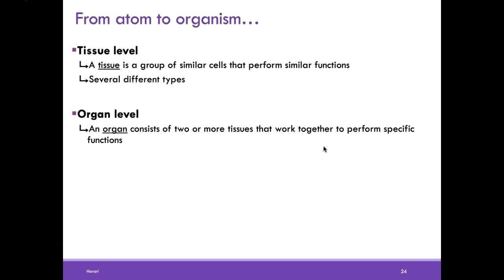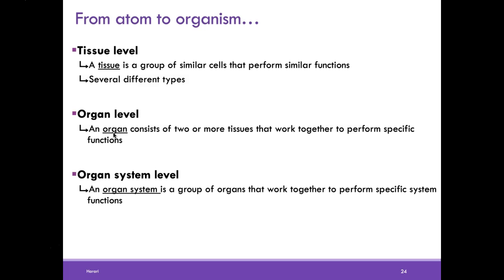So for example, let's take muscle tissue. Muscle tissue is found in many organs. So let's take the heart. The heart is an organ that is composed of many different tissue types, not only muscle tissue, but other connective tissue like fat tissues. Right? So an organ is composed of more than one type of tissue. Then we have organ systems, which is a group of organs that work together to perform specific system functions. So the heart is part of the cardiovascular system, which includes blood vessels as well, not only the heart. And we have 11 organ systems.